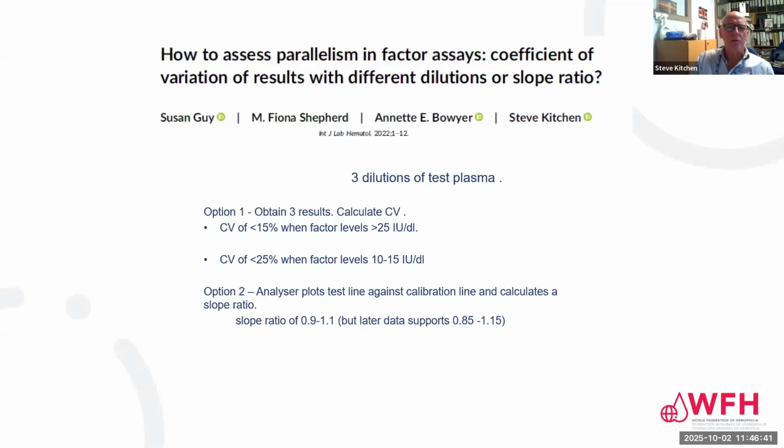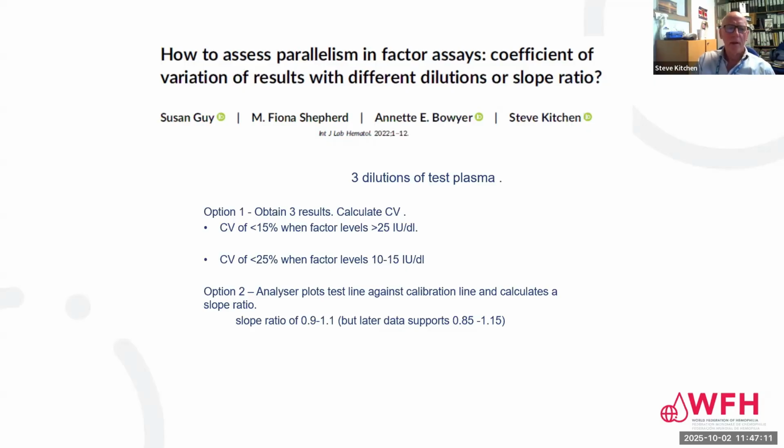So what do we do with that information? What should we expect? Well, we've got a couple of options on how we should assess, are those 3 dilutions giving the same answer, more or less, close enough? One way is to calculate a CV of the 3 numbers. And if we do this, we should be having a CV of less than 15% for any sample where the factor level is at least 25 IU per deciliter. If the factor level is a little bit lower, we should expect to see a slightly higher CV, but should still be less than 25%. So a bigger CV, be suspicious.